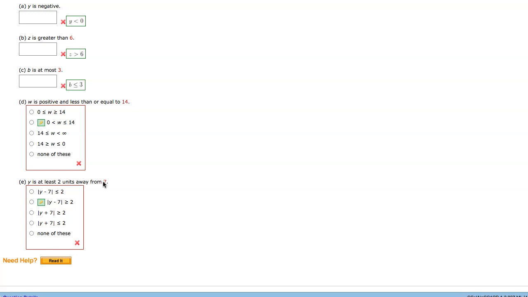I want you to keep some distance from me. I want you to go further out there. I want you to stay a little bit away from me. You don't need to be too close to me. You won't be able to get out in the outfield enough. So y, on part E here, y is at least 2 units away from 7. I'm at 7. You're y. You need to get out there a little bit. So y distance is absolute value difference, as always.